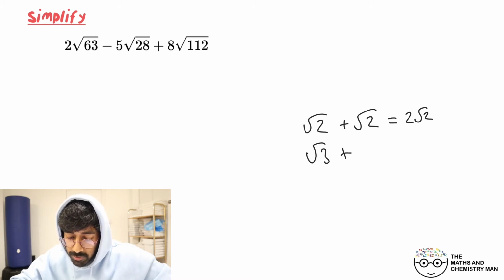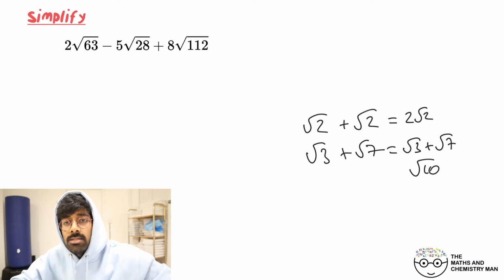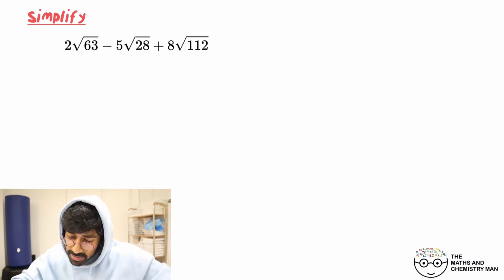But if you have square root 3 plus square root 4, or not square root 4, that's probably a rubbish example, maybe square root 7, you can't add these together. It just stays as square root 3 and square root 7, right? Don't be a fool and do this. This is just the most ridiculous thing in the world. Don't ever do that.